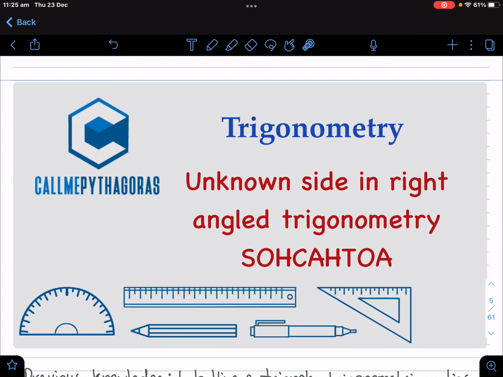Hey guys, so today we're going to be talking about trigonometry, where we find the value of an unknown side in right angle trigonometry, where we use SOHCAHTOA.